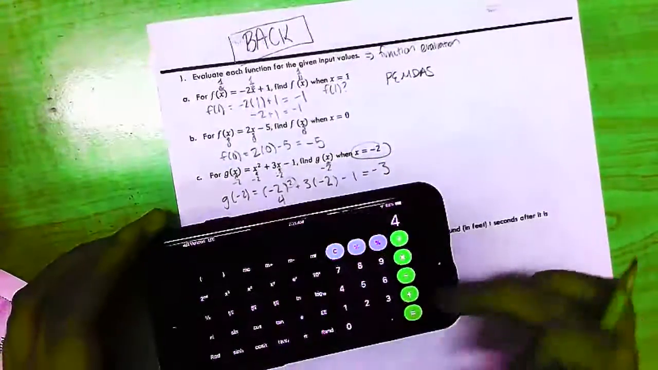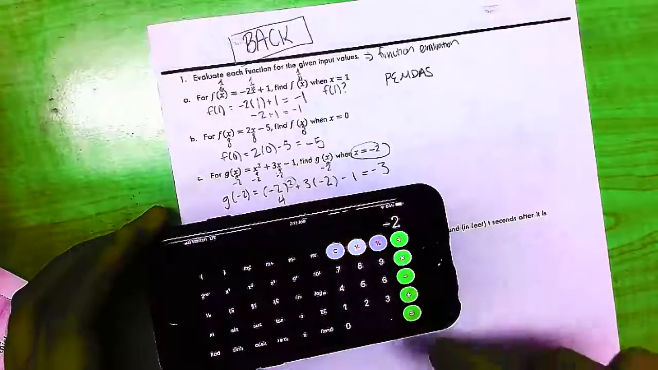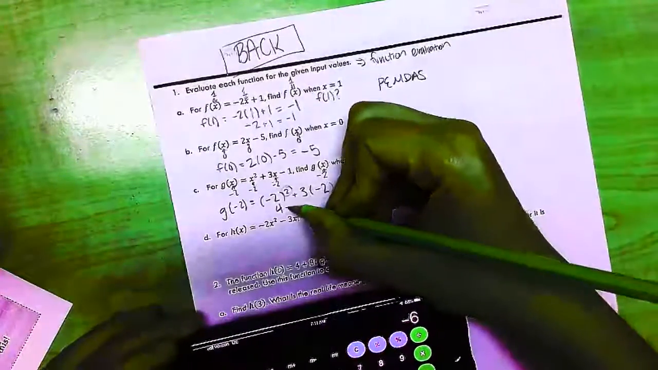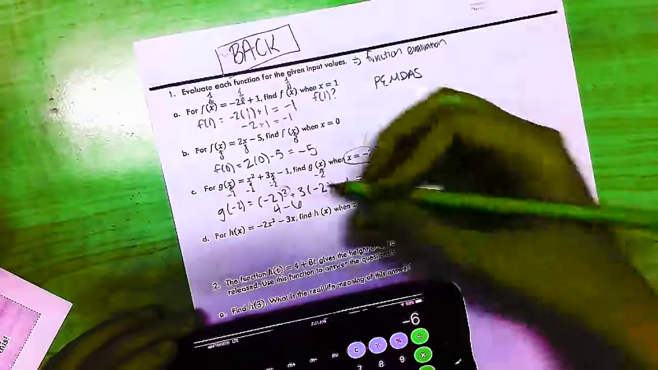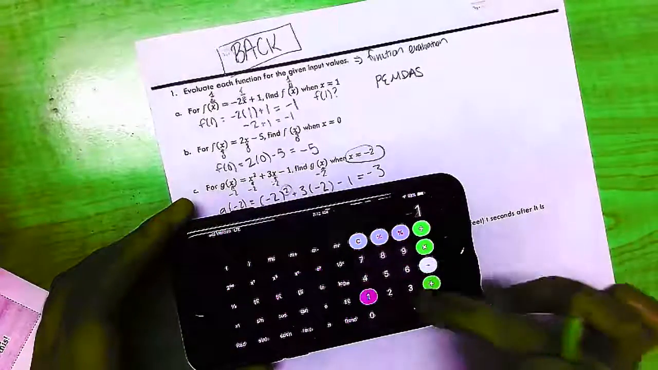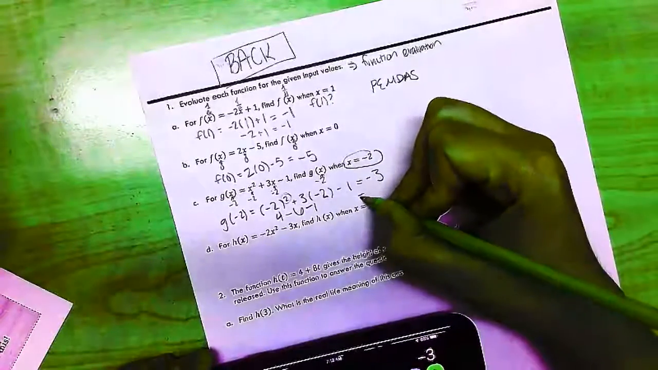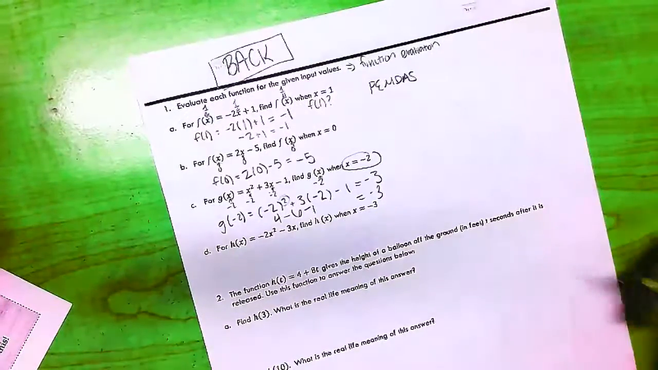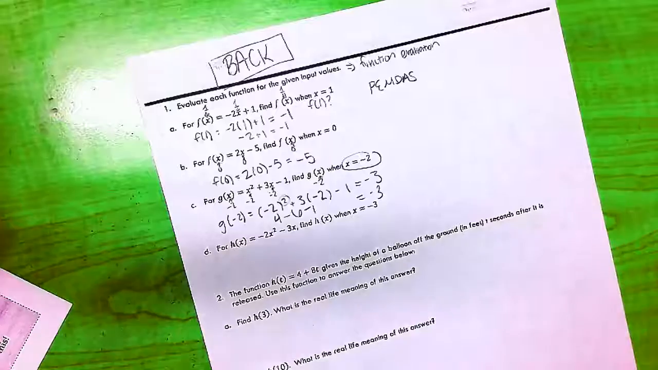So I have 4. Then I have 3 times a -2. That gives me a -6. And then at the end, I have that -1. So on my calculator, I can go 4 minus 6 minus 1. That would also give me a -3. So even if you don't have your Inspire, you can still make it work.